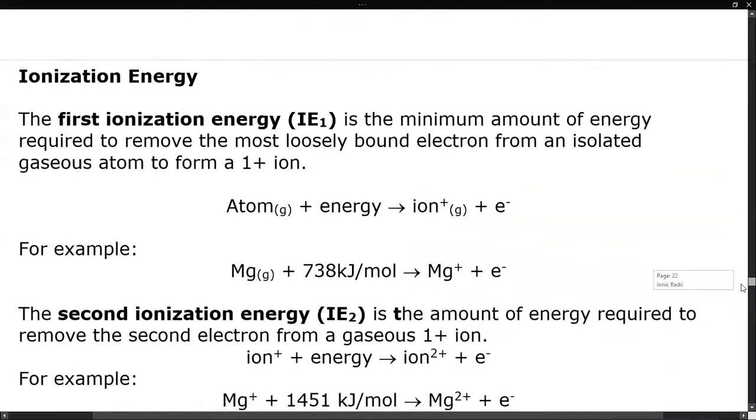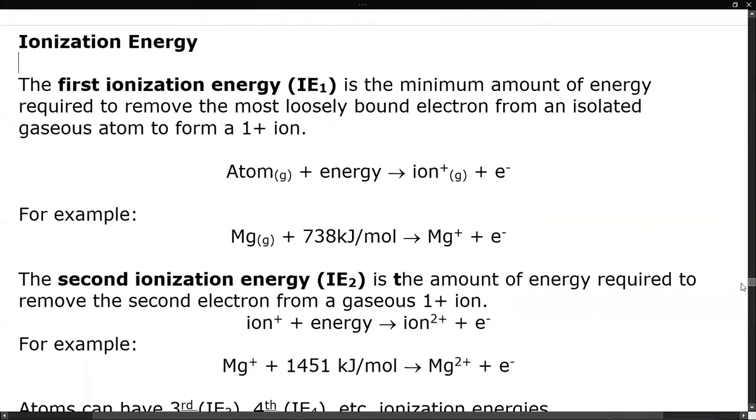Ionization energy. The first ionization energy is the amount of energy required to remove that first electron from a gas phase atom. For example, that magnesium, I'm going to have to put in 738 kilojoules per mole to remove that first electron.